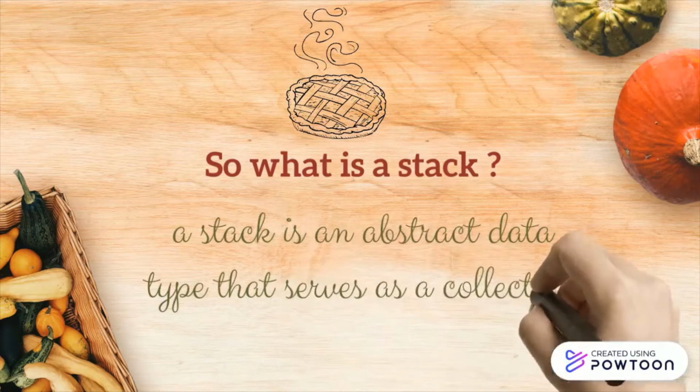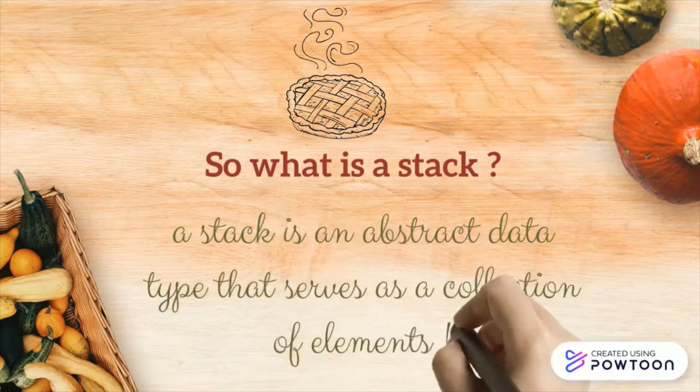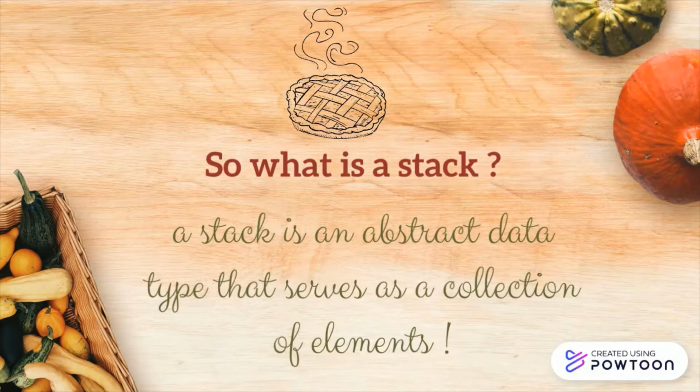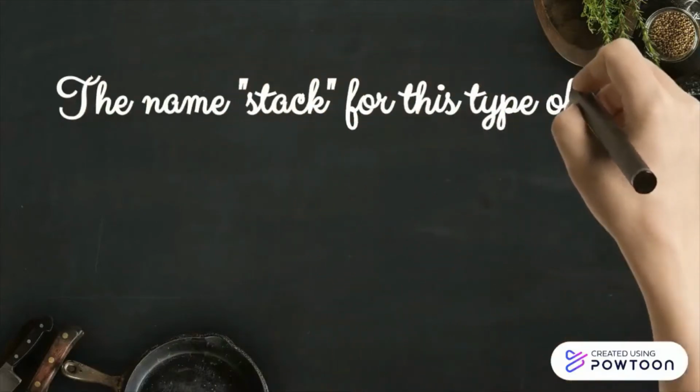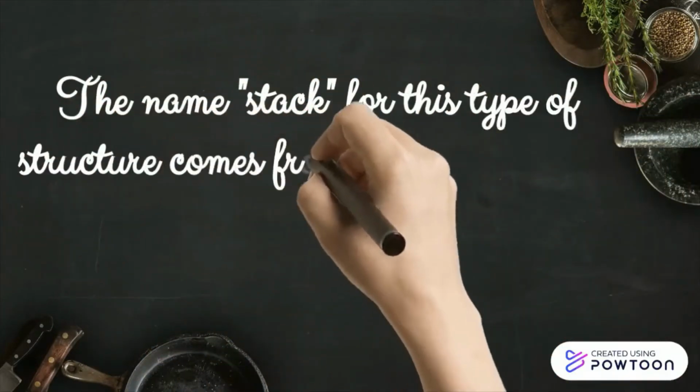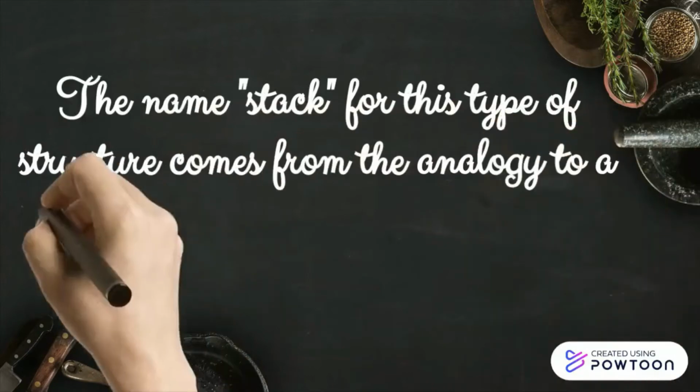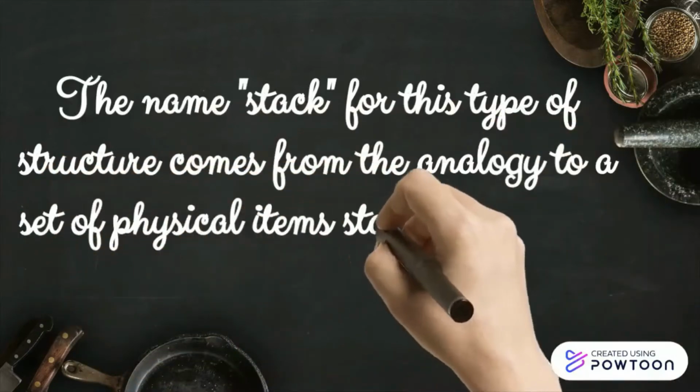the element which is inserted first is deleted last, which is known as first in, last out, FILO. The name stack for this type of structure comes from the analogy to a set of physical items stacked on top of each other. This structure makes it easy to take an item off the top of the stack, while getting to an item deeper in the stack may require taking off multiple other items first.